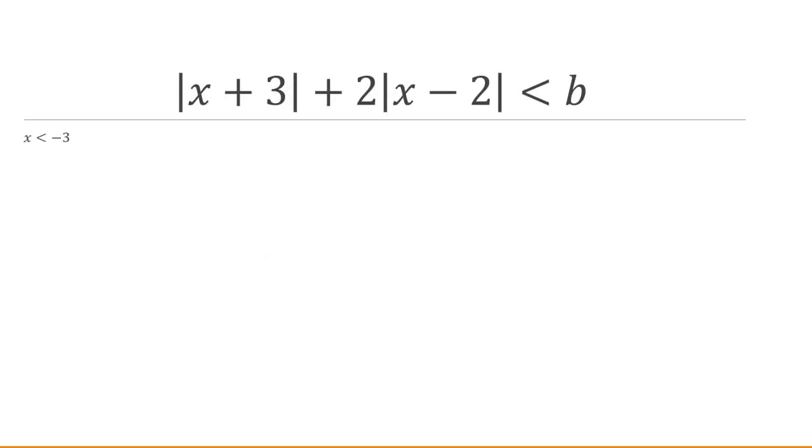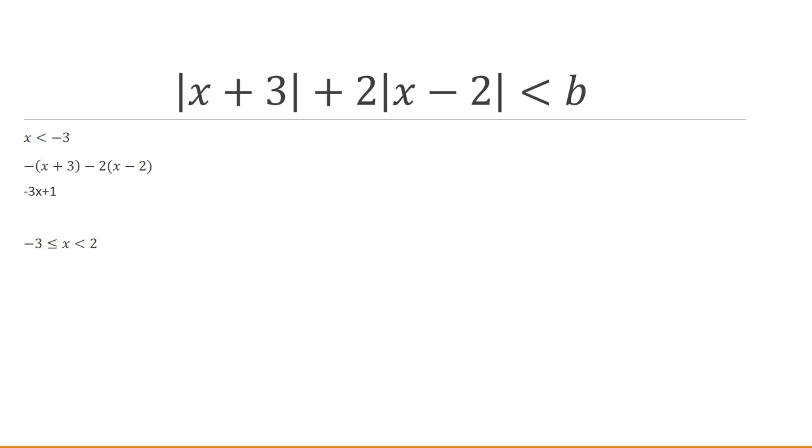So let's look at the first case. That's when x is less than negative 3. So now we go back to the absolute values from the equation above, and we say, okay, well, what happens to x plus 3 if x is less than negative 3? Well, that turns into a negative. And then same thing with x minus 2. If I plug in a number that's less than negative 3, I get a negative. Therefore, I have to multiply both of those by a negative in order to make it positive. And then when I simplify, I get negative 3x plus 1.